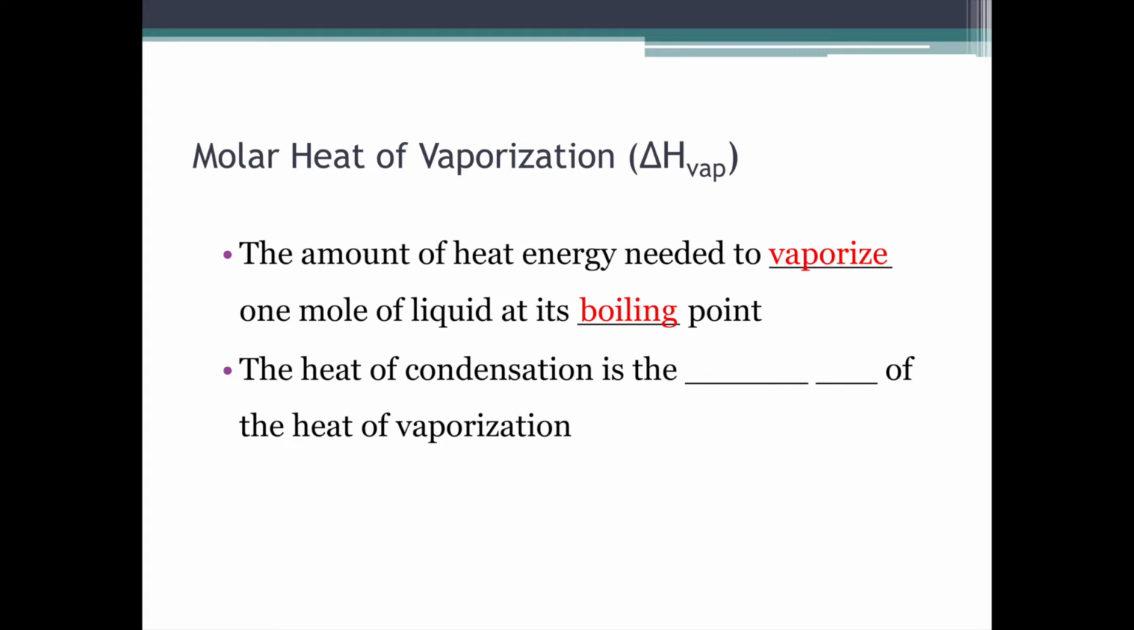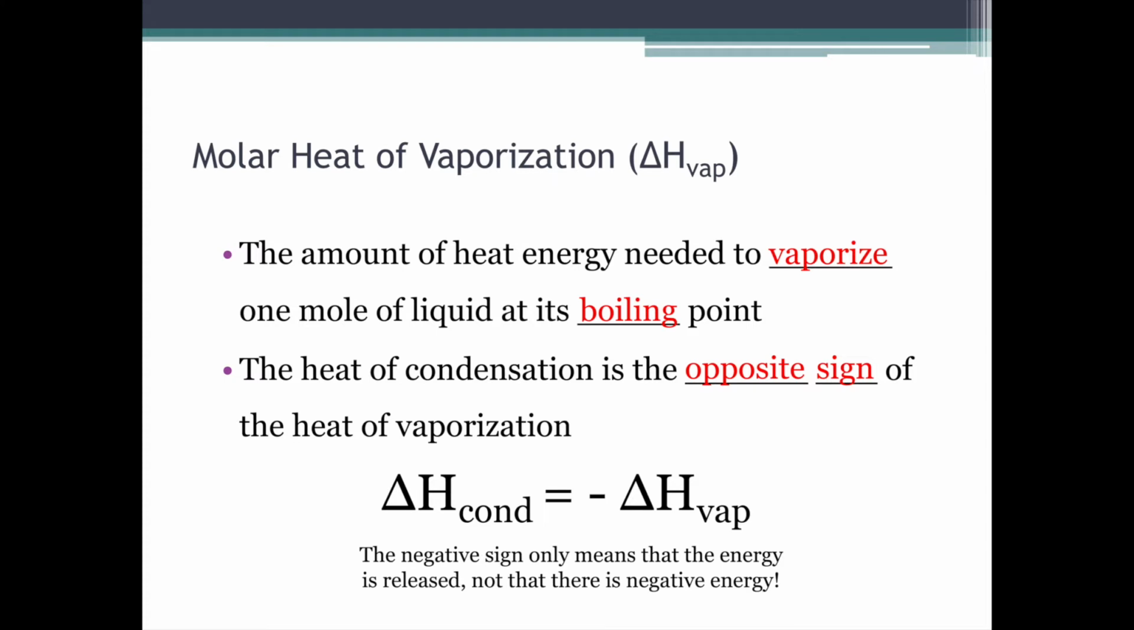So the heat of condensation, remember condensation is the opposite process of vaporization. It is going from gas to liquid. So the heat of condensation is the opposite sign of the heat of vaporization. So delta H cond equals the negative of delta H vap. Now before you get confused, the negative sign only means that energy is released, not that there is negative energy.